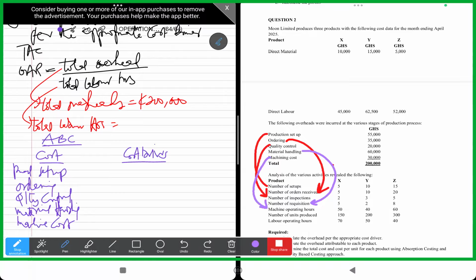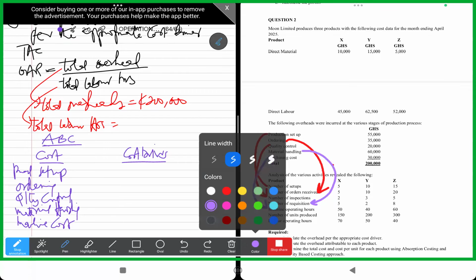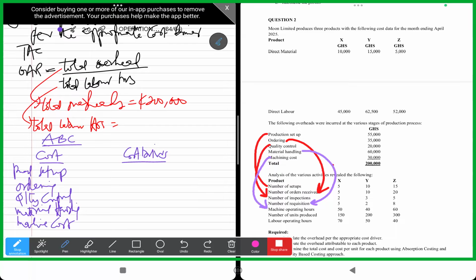So all the 5 overheads, they have their corresponding activity. So you could see it says, look at what the question says, analysis of the various activities or cost driver activities. So product here, we have all the activities here. And the numbers here are called activity levels. So the activities or the cost drivers are what you are seeing there.